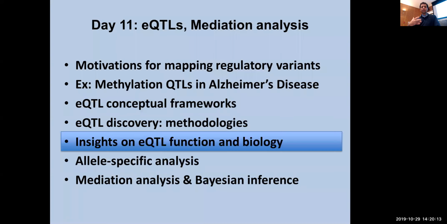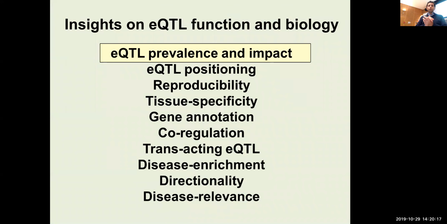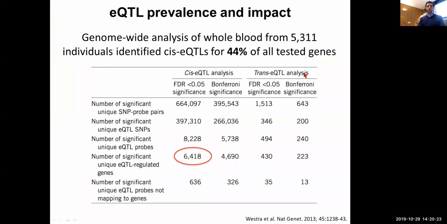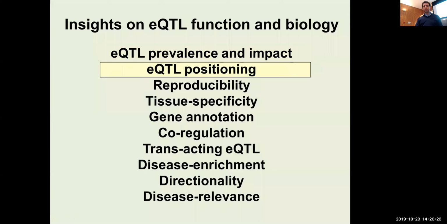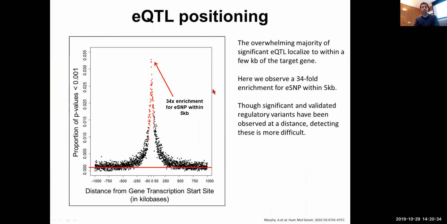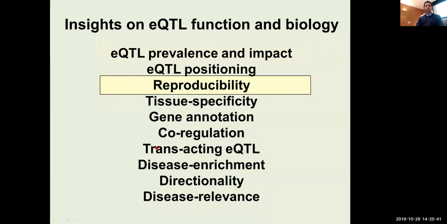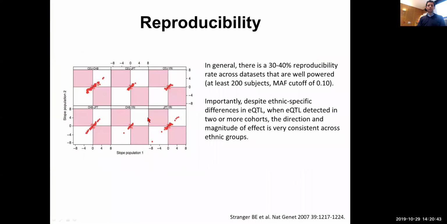So you can actually tune this QTL discovery to that. There's a lot of insights that we can already gain about eQTL function and biology. The first is that focusing on eQTLs has a huge advantage in being able to discover true disease-causing variants. The second is that these eQTLs are positioned very, very close to the target gene that they're capturing, as we saw earlier.